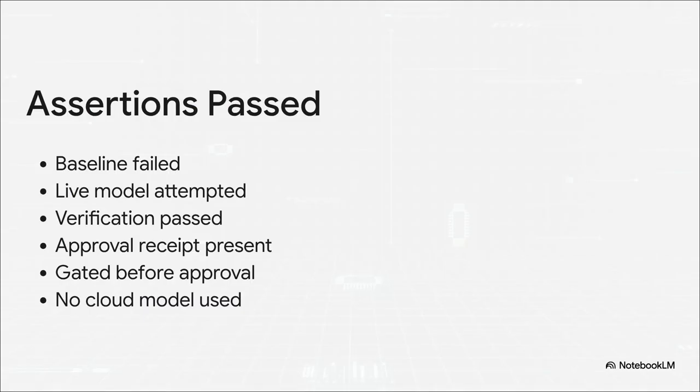How on earth is that even possible? Well, check out the assertions passed. The baseline failed, sure, but the live local model attempted the repair, passed verification, got an approval receipt, and did all of this without a single cloud model being touched. It achieved a 100% success rate entirely locally. And let's be clear, this isn't because the tiny model is some magical genius. It's because Beast supplied the orchestration, the structure, the memory, the tools, and the verification gates. Beast wrapped the tiny model in so much governed structure that it literally couldn't fail.